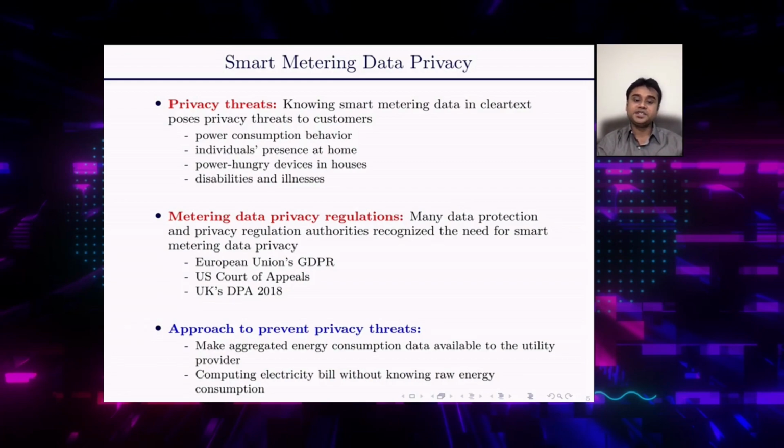That means the electricity bill should be computed in such a way as to provide privacy for the utility data, so that the utility provider would not know the actual raw energy consumption. So in the crypto literature, some techniques based on zero knowledge proofs were introduced.